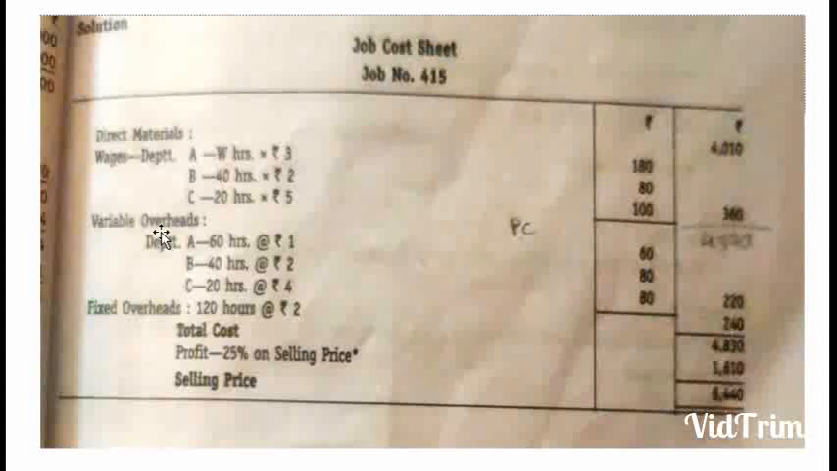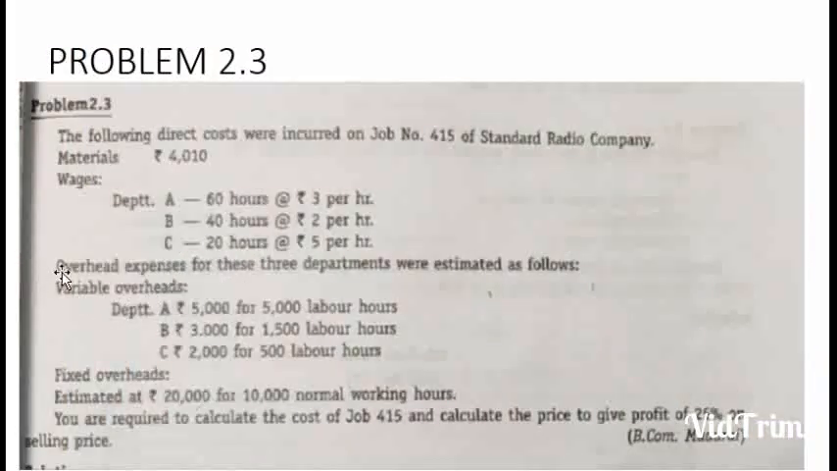Then you will have your variable overheads. In variable overheads, your calculation starts. Let us look at the question. Overhead expenses for these three departments are estimated as follows. Variable overheads: department A is rupees 5,000 for 5,000 labor hours, for B 3,000 for 1,500 labor hours, and for C 2,000 for 500 labor hours.